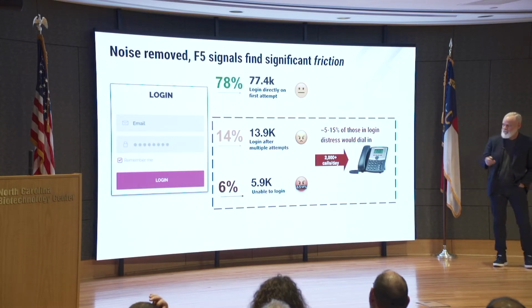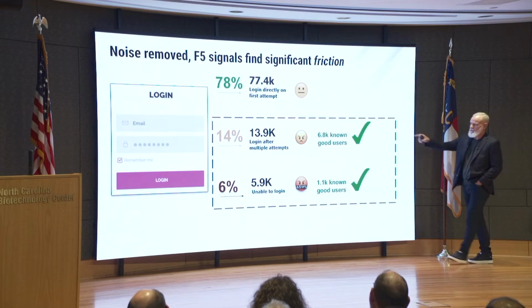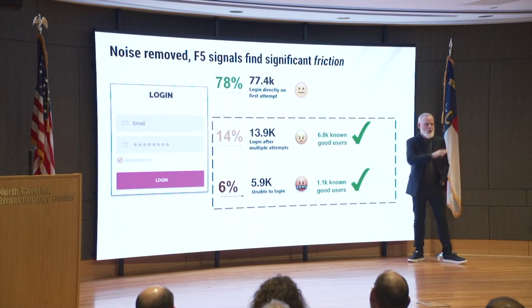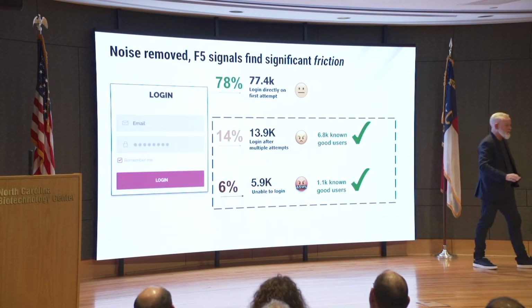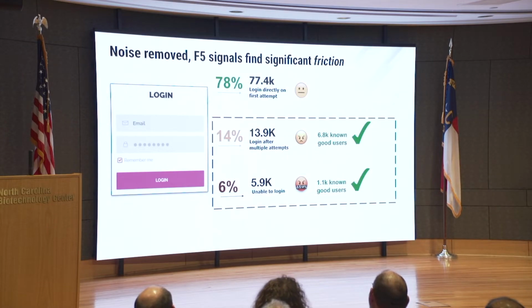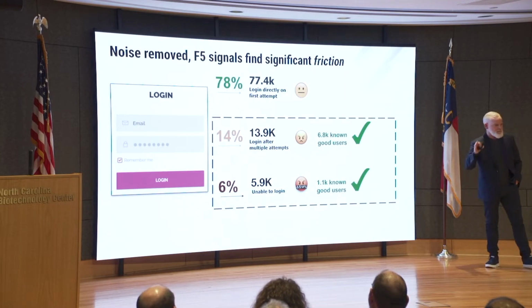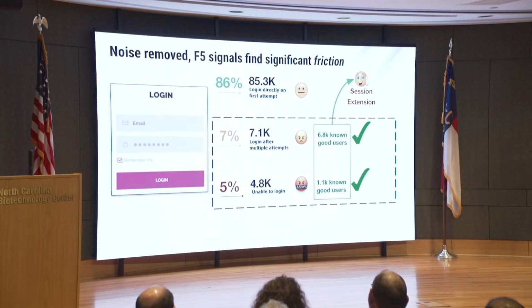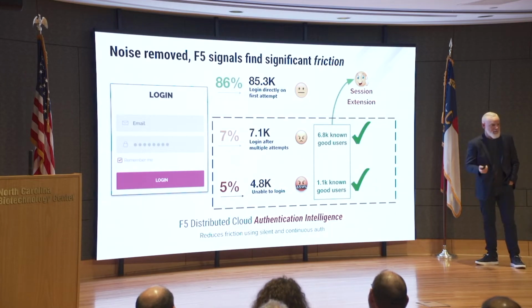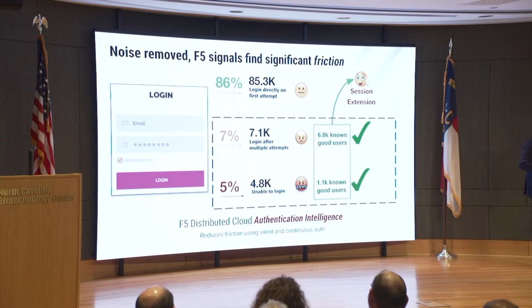But looking at the client-side signals, we determined that 6,800 of these and 1,100 of these were absolutely good customers, were positive based on all the signals. There was no reason to force them to log in again. So we recommended to the customer, let us do this analysis in real time and put a recommendation right into the header whether we believe it's your legitimate customer, and maybe just extend their session. So we call this capability authentication intelligence. And we did this with many customers. This so far has been a real game changer.